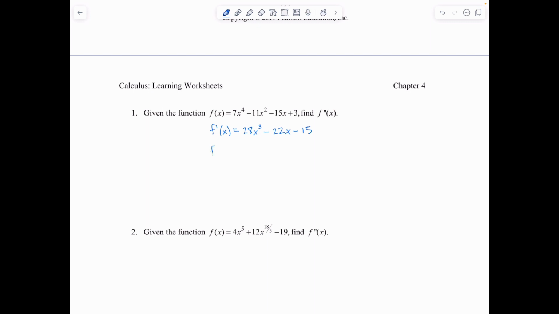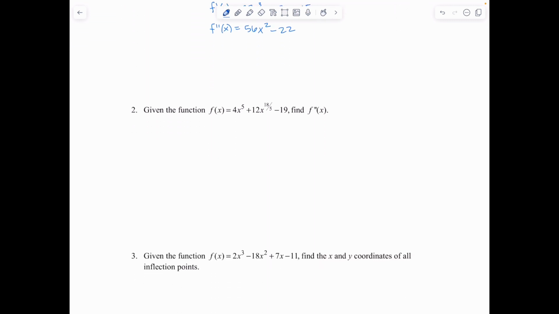Next, we'll take the derivative again, which will give us our second derivative, f double prime of x. The derivative of 28x cubed is 84x squared. The derivative of negative 33x squared is negative 66x. The derivative of negative 15 is 0. So this is our second derivative.